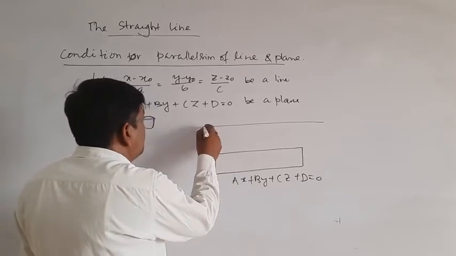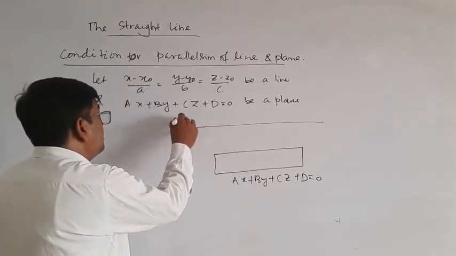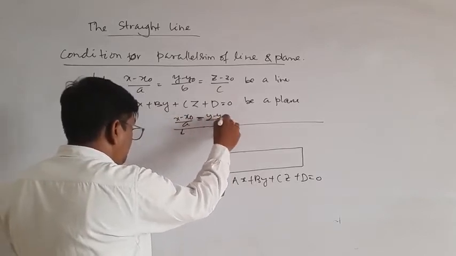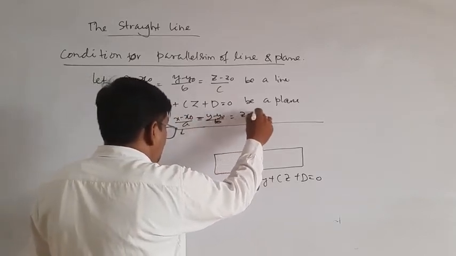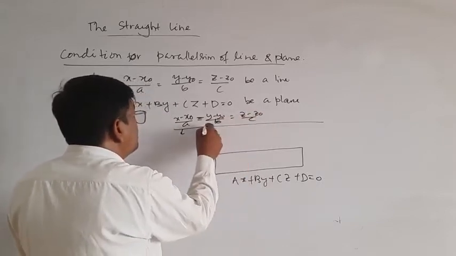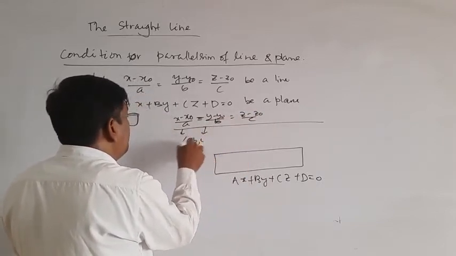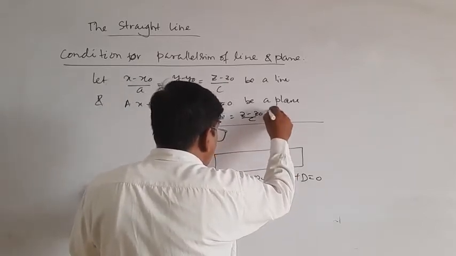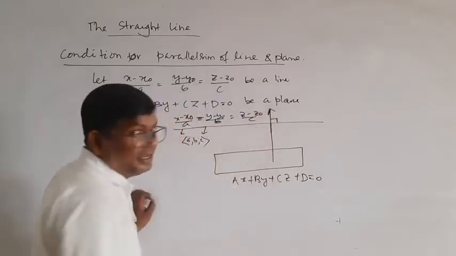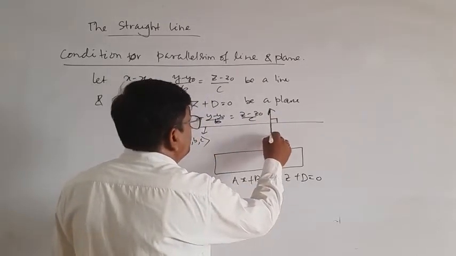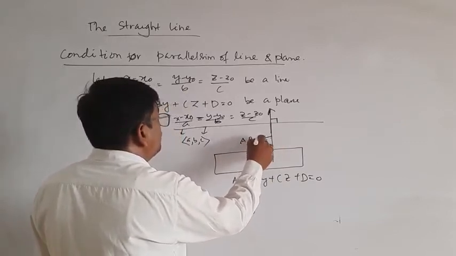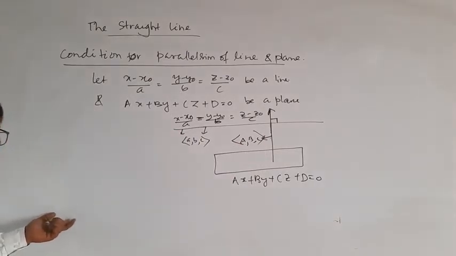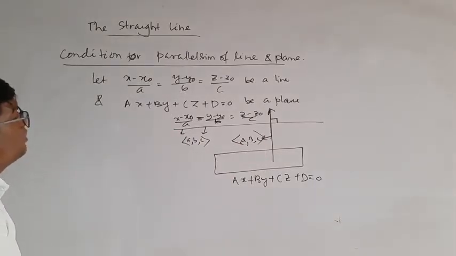So this is the line whose equation is (x minus x naught) by a, (y minus y naught) by b, and (z minus z naught) by c, whose DRs are a, b, c. And here this is the normal. The normal is 90 degrees with the plane. So the DRs of this are capital A, B, C. If the line is parallel to the plane, at that time the normal is perpendicular to the line.